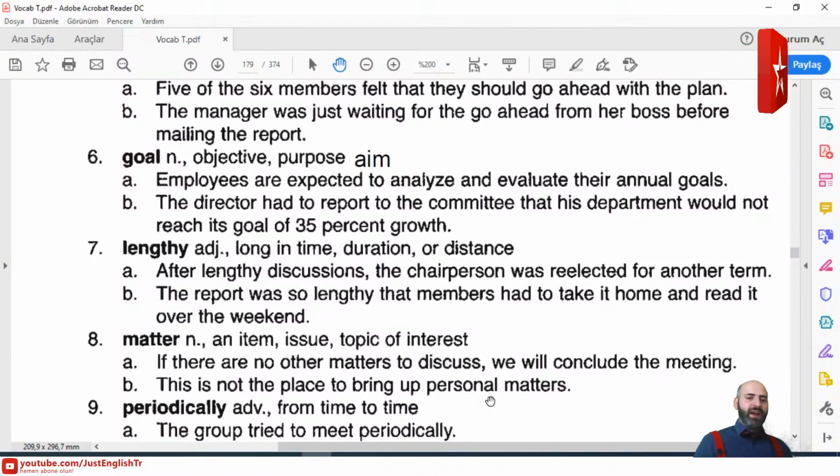Word number 8, we have got matter. Matter, it means item, issue, or topic of interest. 3 different meanings for this word. Sentence A says, if there are no other matters to discuss, we will conclude the meeting. In this case, matter is, of course, item or topic of interest. Also, we can understand like that. B says, this is not the place to bring up personal matters. Here, it can be personal issues. Issues suits the best.